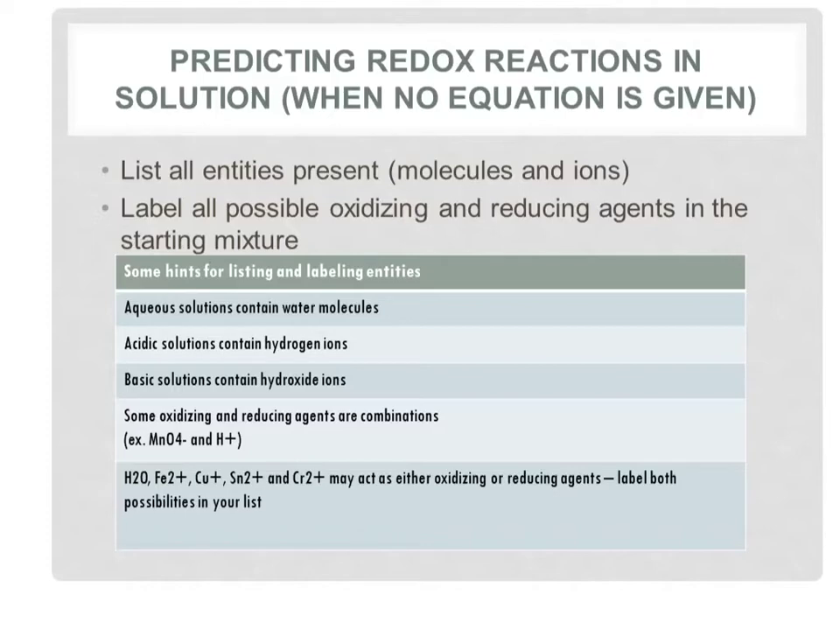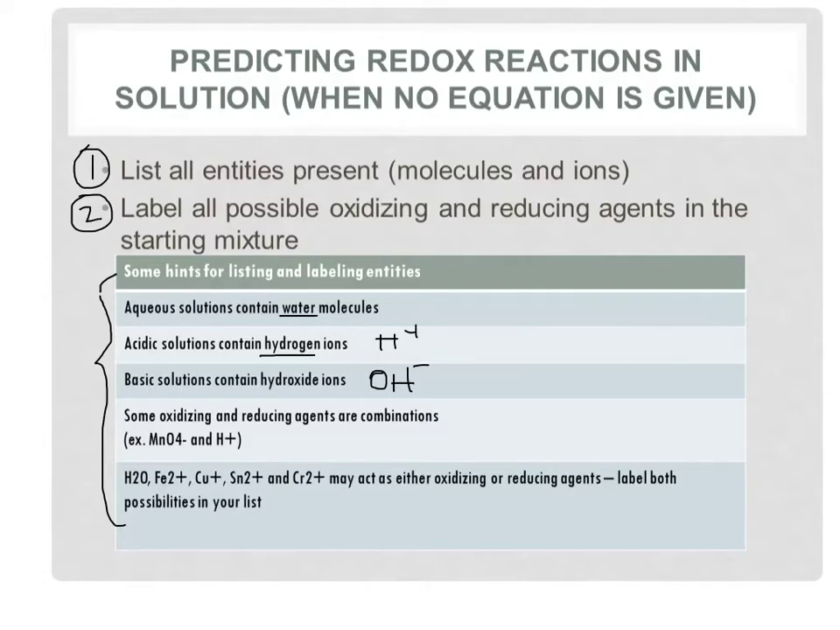The first thing we want to do is list all entities present, so that includes molecules and ions. We're then going to label all possible oxidizing and reducing agents in the starting mixture. There are a few hints for listing and labeling entities. Aqueous solutions will contain water molecules. Acidic solutions contain hydrogen ions, or H+. Basic solutions contain hydroxide ions.